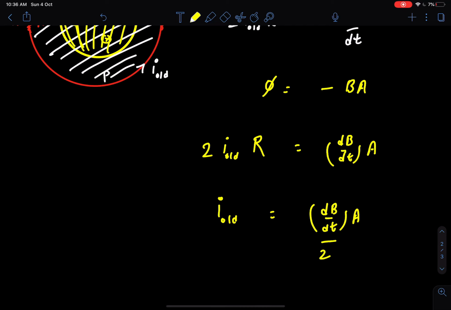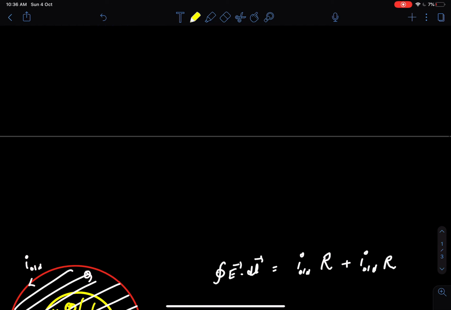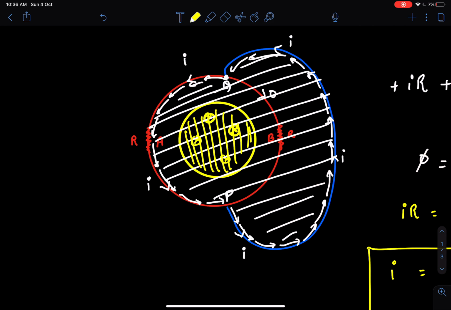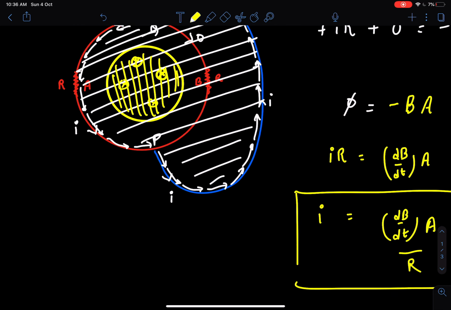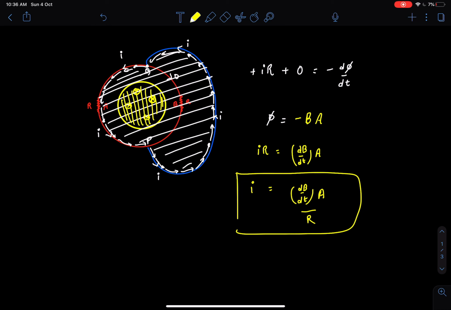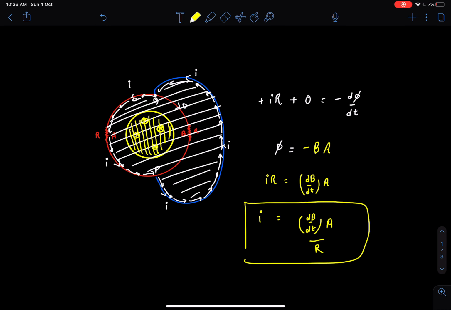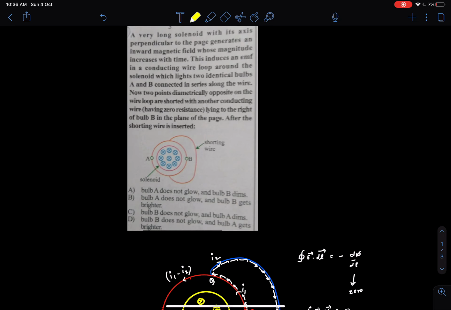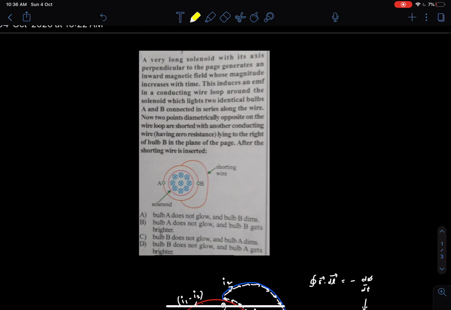Alright, and so what will happen? The bulb A will glow brighter because of now more current because of the shorting, whereas bulb B will lose the entire current, because all the current which is flowing through the bulb A will now pass through that shorted wire of blue color, and no current will pass through this bulb B. So bulb B will lose all its brightness. So this is the solution of this question.